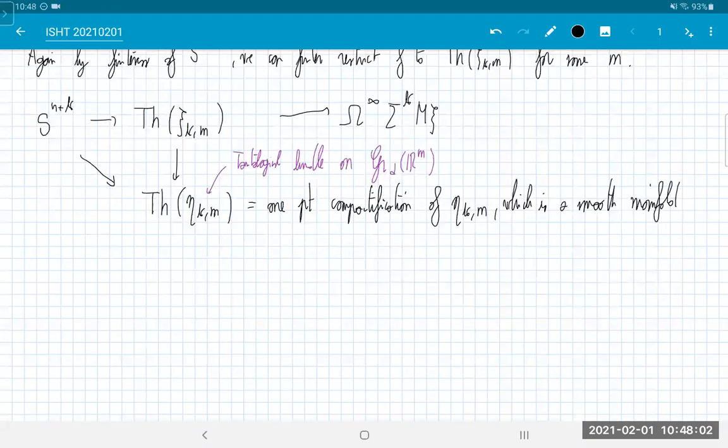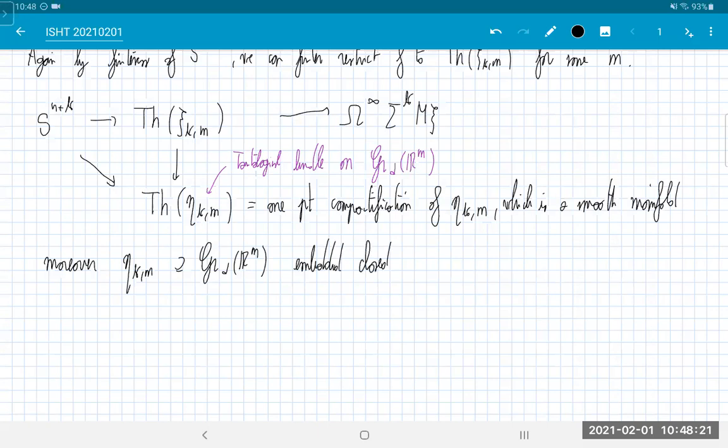And moreover, ξ_k^m contains the Grassmannian as an embedded closed submanifold, as the zero section.